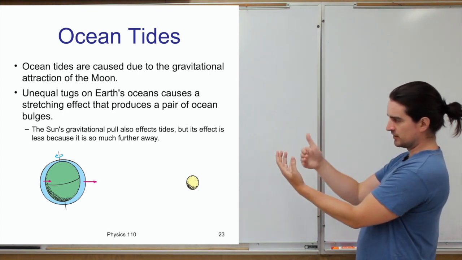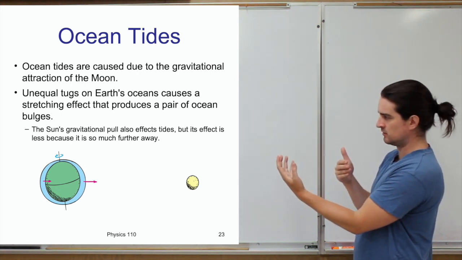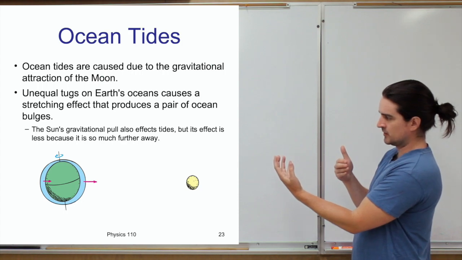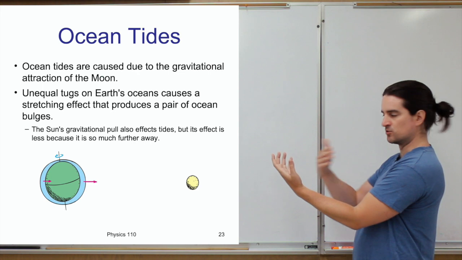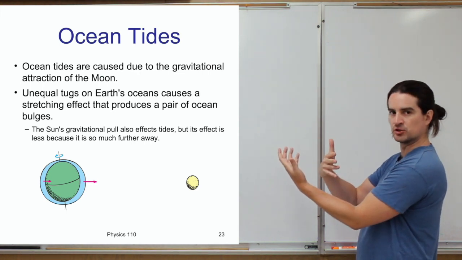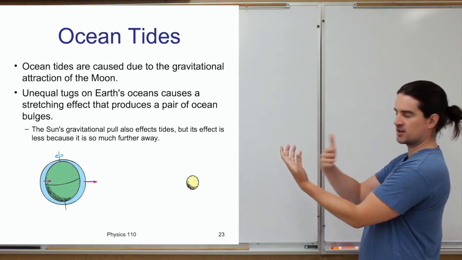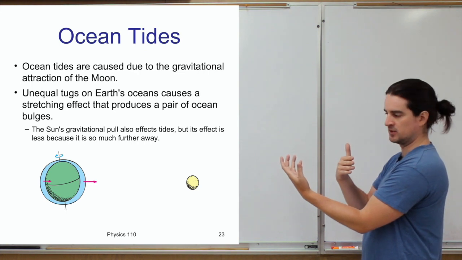So when you're on the closer side to the moon, all that water is feeling a pretty strong gravitational force from the moon. So it actually gets pulled towards the moon a little bit. Right? So that's why we have a high tide on the side facing towards the moon.